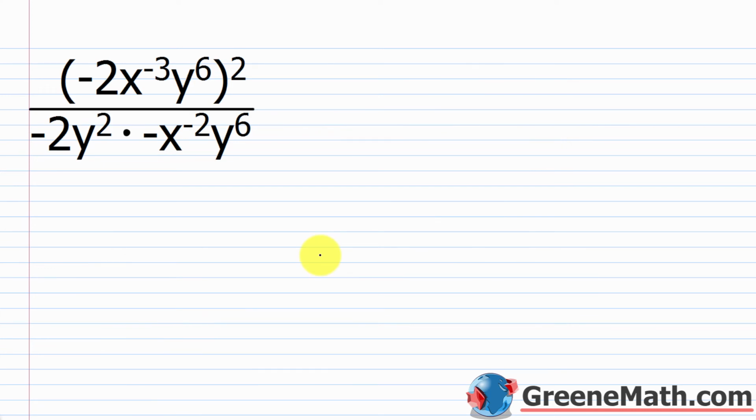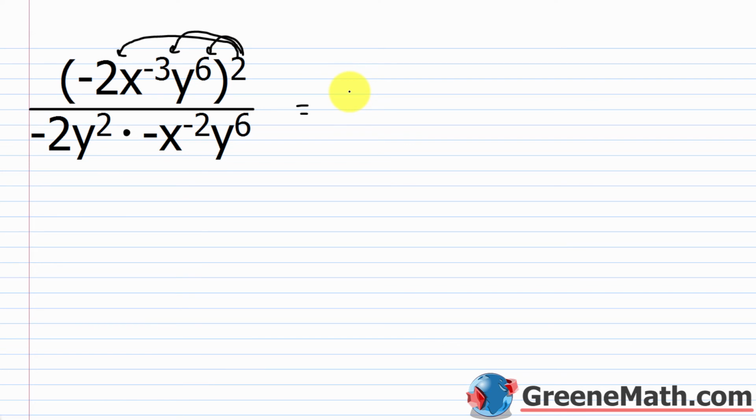All right, for the next one, we have -2x to the power of -3, y to the power of 6. This is inside of parentheses and it's all squared. Then this is over, we have -2y squared times -x to the power of -2 times y to the 6th power. So let me start out in the numerator here. Just think about, this is going to be applied to everything. All right, that's your power to power rule.